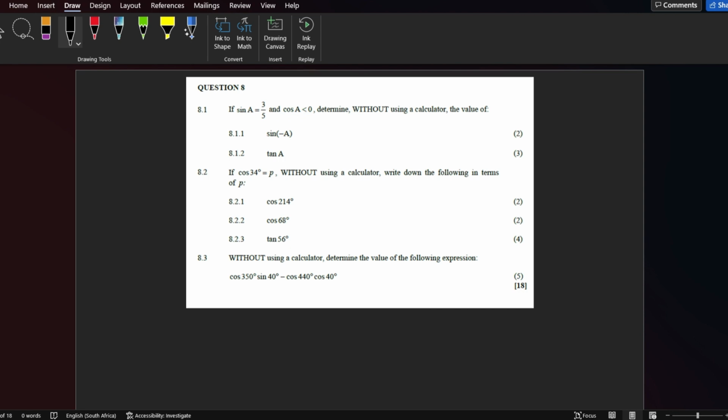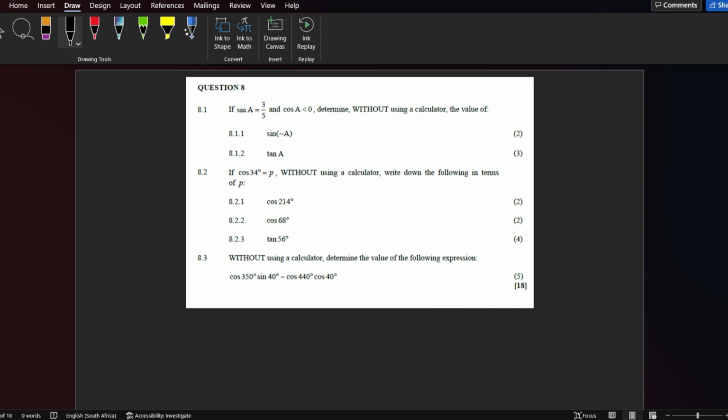Today we will be doing a mathematics past paper question, and that will be on the topic of trigonometry, question 8. So let's get started right with it. Question 8.1 tells us if sine A equals 3 over 5 and cos A is less than 0, then determine, without the use of a calculator, the value of sine negative A and tan A.